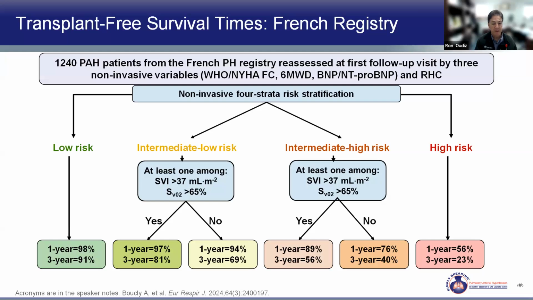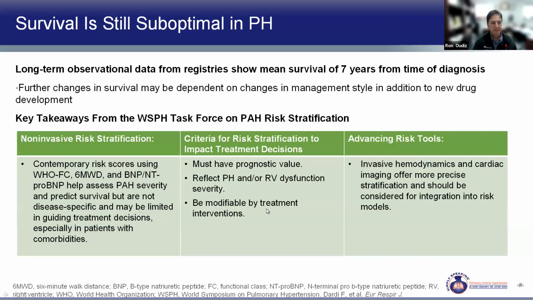In the intermediate high risk, it really starts to split apart. If it's favorable, it's 89 versus 76%. And as you see, in the high and the low risk, you can see a very big separation, 3-year survival 91 versus 23%. So depending on how you like to stratify, there are lots of registries and there are several publications that look at how to split these patients up. And overall, our conclusion when we look at these numbers is survival is still suboptimal.